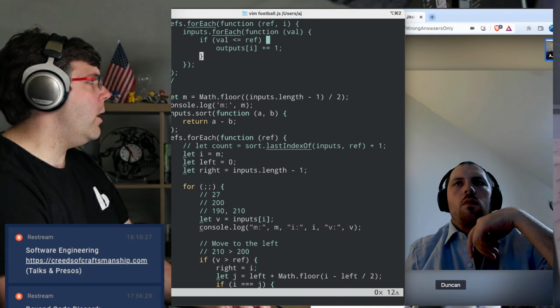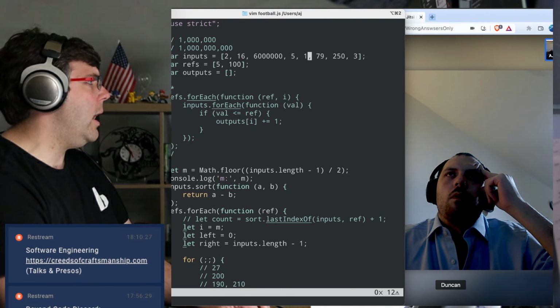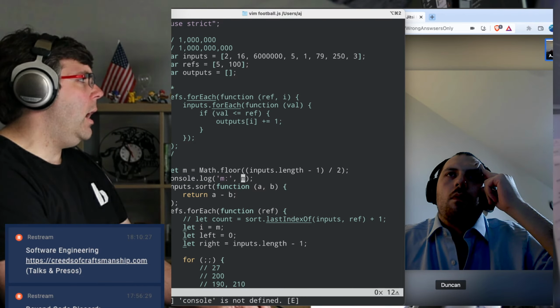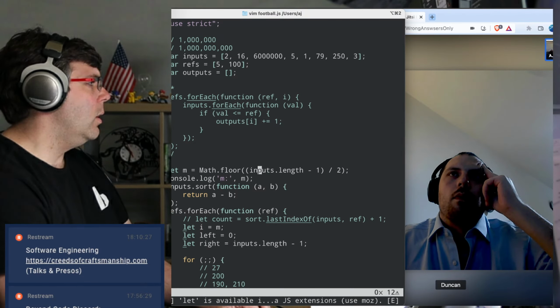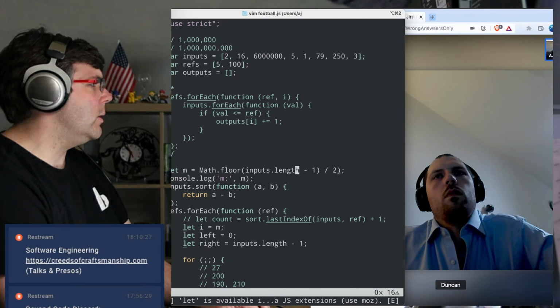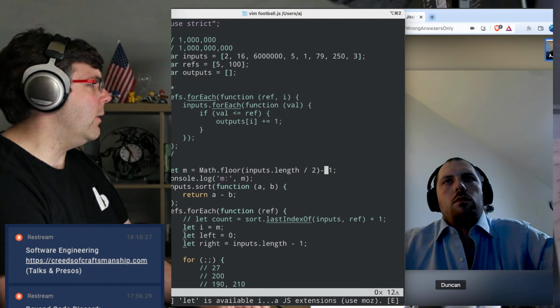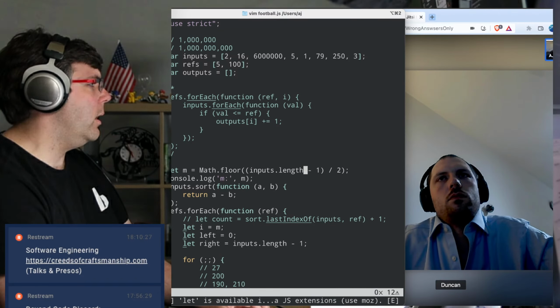So M, we have 7 elements on our list: 1, 2, 3, 4, 5, 6, 7, 8. We have 8 elements on our list, which means that M should be 3, I think is what it should come out to, because length 7 minus 2. We also could probably do this simpler if we just did inputs divided by 2 minus 1, or length. This is going to give us the same answer. No, it's not. Nope. Sorry, I was wrong.